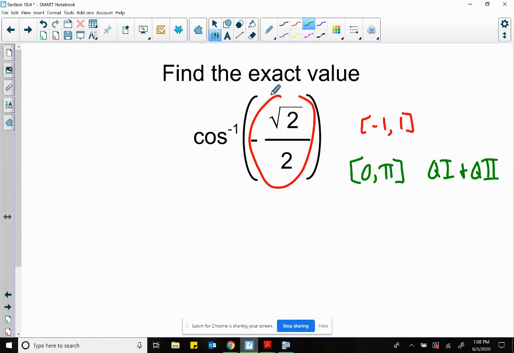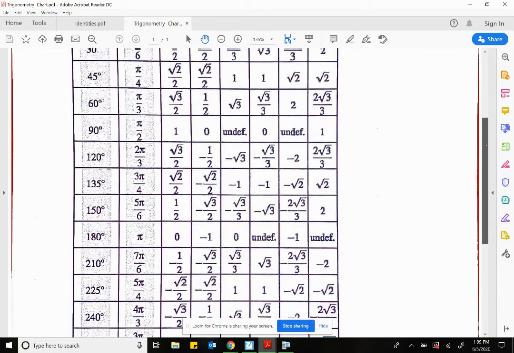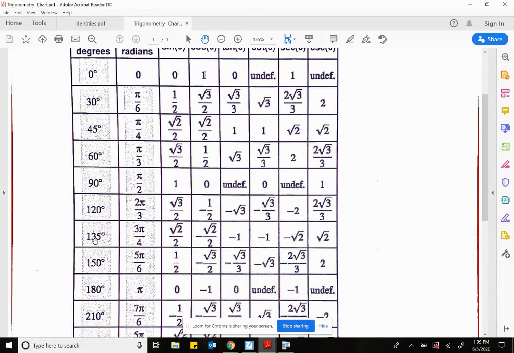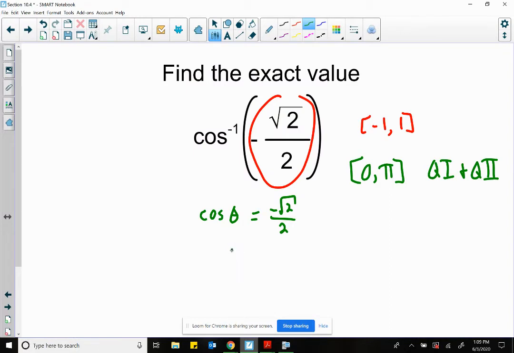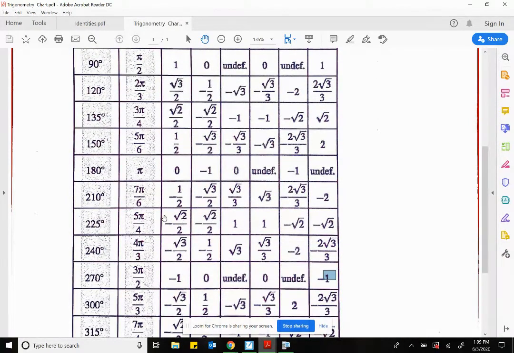All right, so let's go to our chart and find where cosine is negative square root of 2 over 2. Because what you want to find is the angle when cosine has an answer of negative square root of 2 over 2. So we look at the cosine column. Here it is, and we need negative square root of 2 over 2. Well, that's positive. That doesn't work. Oh, here's a negative one. So 135 degrees. So theta could be 135 degrees. And if we scroll on down, there's another one, 225.